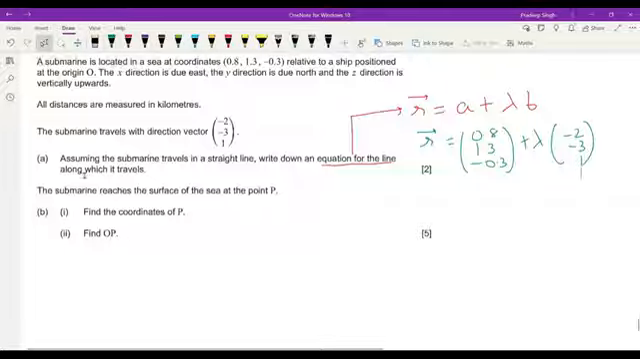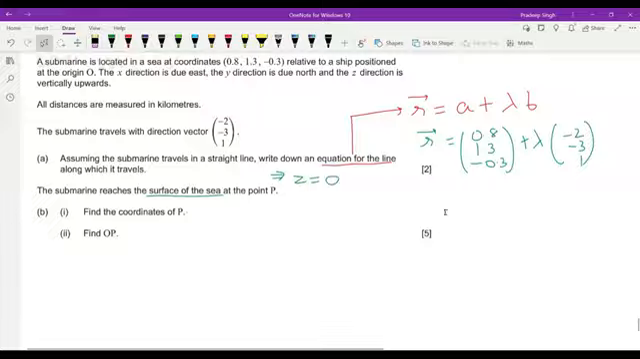Moving ahead to part B, the submarine reaches the surface of the sea at point P and we are supposed to find the coordinates. The submarine reaching the surface of the sea implies that one of the coordinates has to be 0. Which coordinate will that be? So we look at the directions. X is east, Y is north, but the Z is vertically upwards. So the Z direction is basically the submarine going up and down. So when the submarine reaches the surface of the sea, the Z coordinate of the submarine is equal to 0.